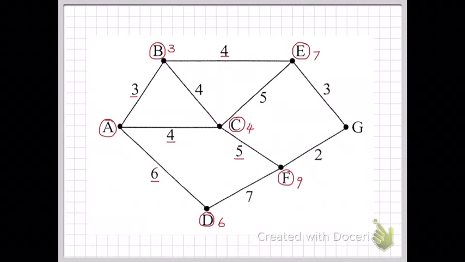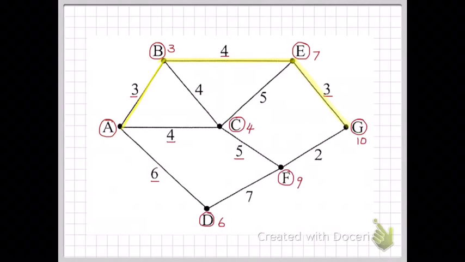Finally, we come to the final node, G. I can connect from E or F. 7 plus 3 equals 10, 9 plus 2 equals 11. So the shortest path is E to G, and the total path length is 10. Now I can get my highlighter or a different color and backtrack, remembering that I've already underlined the shortest path, so backtracking is easy, and my answer will be A, B, E, G is the shortest path for this network.